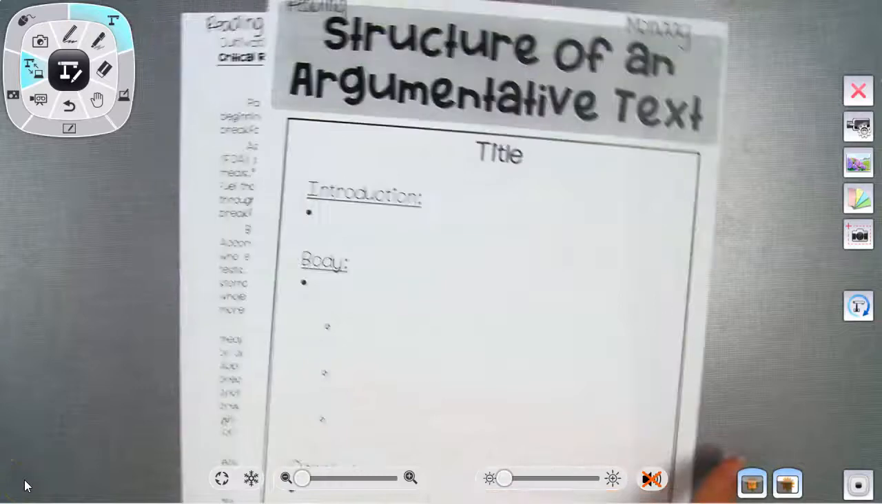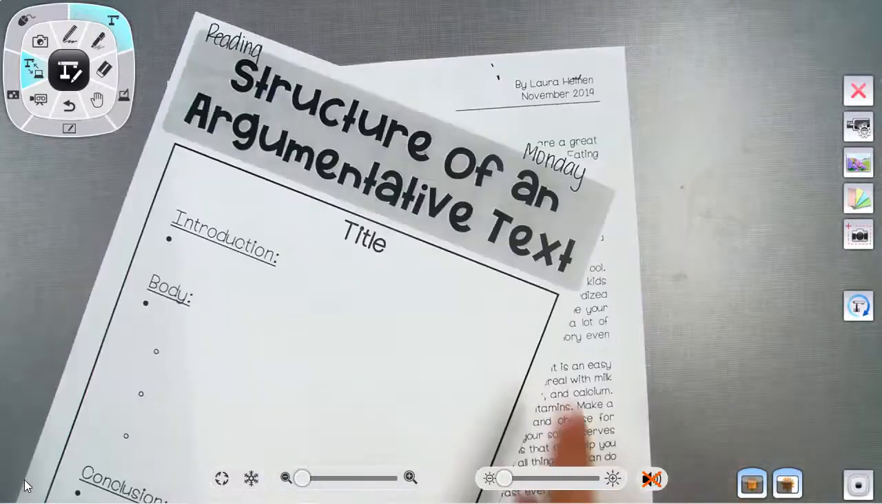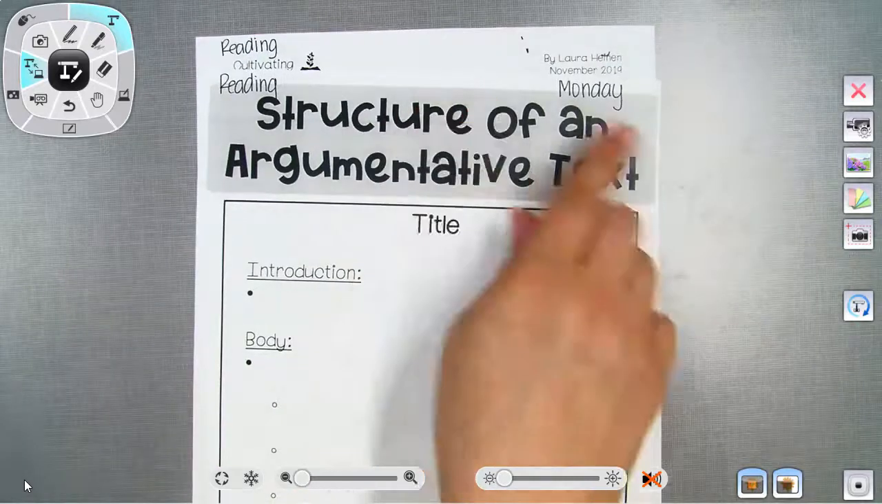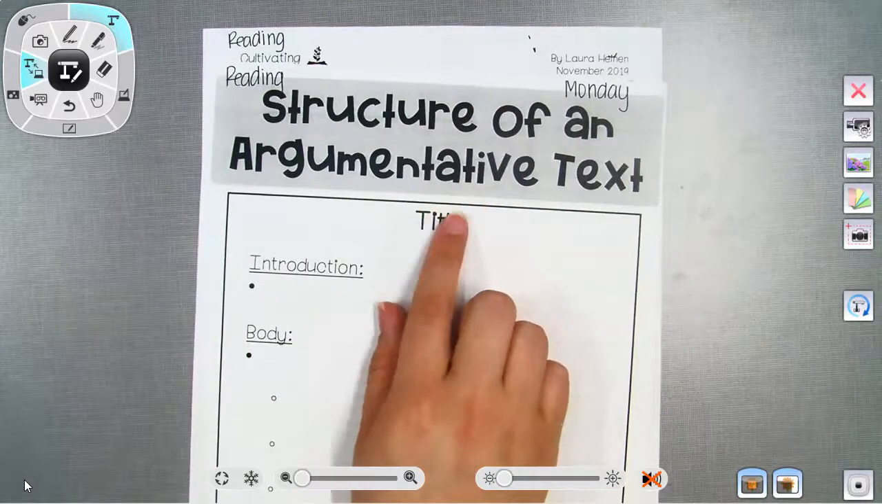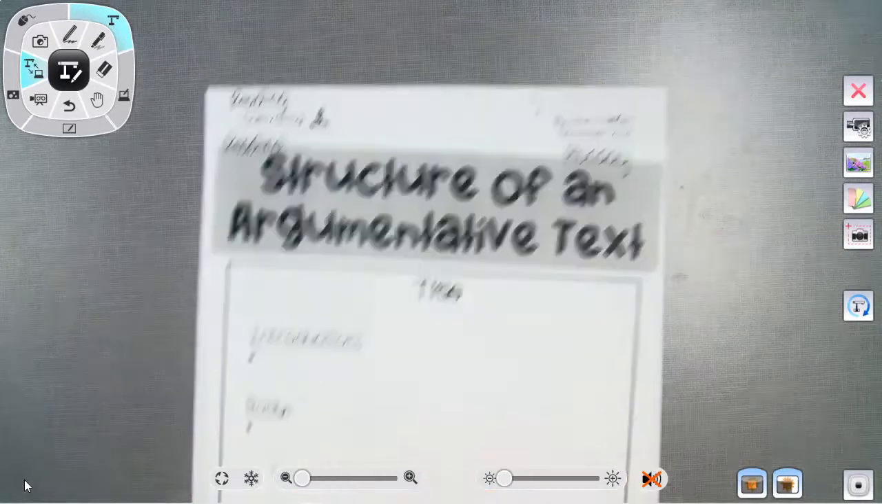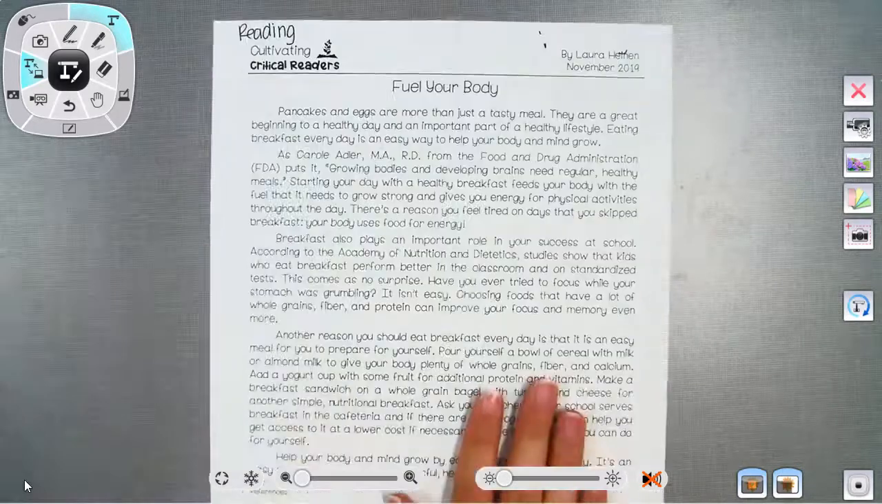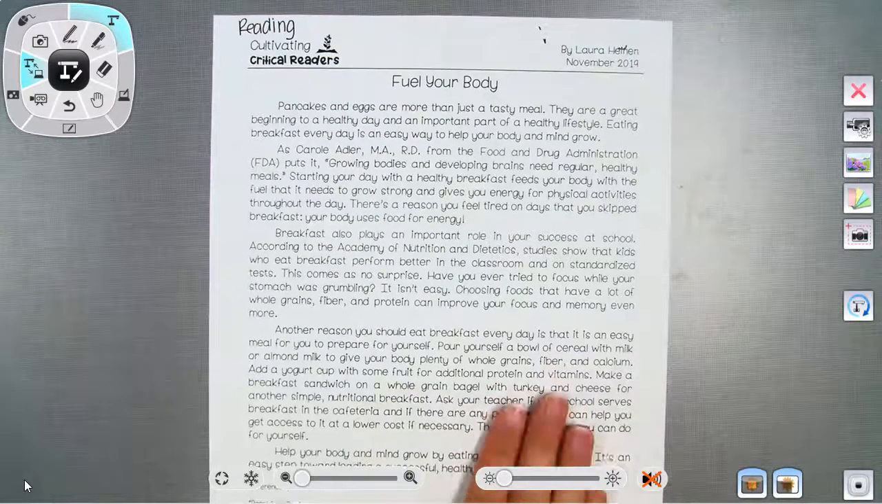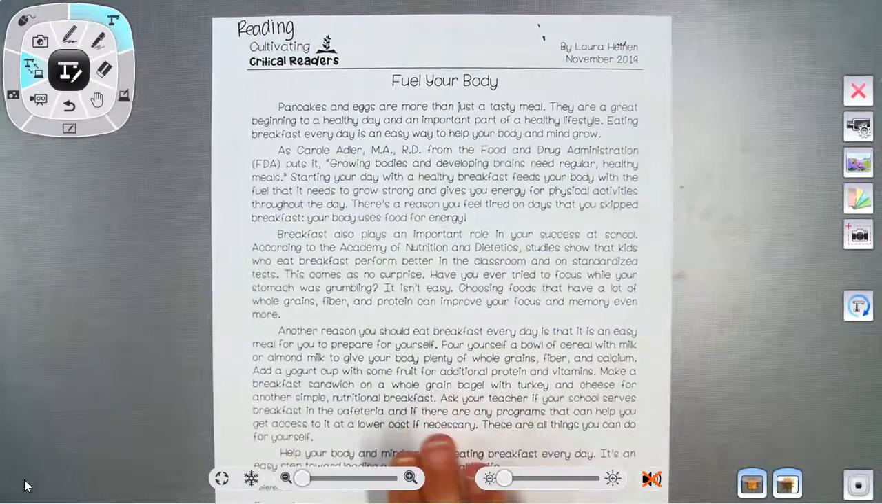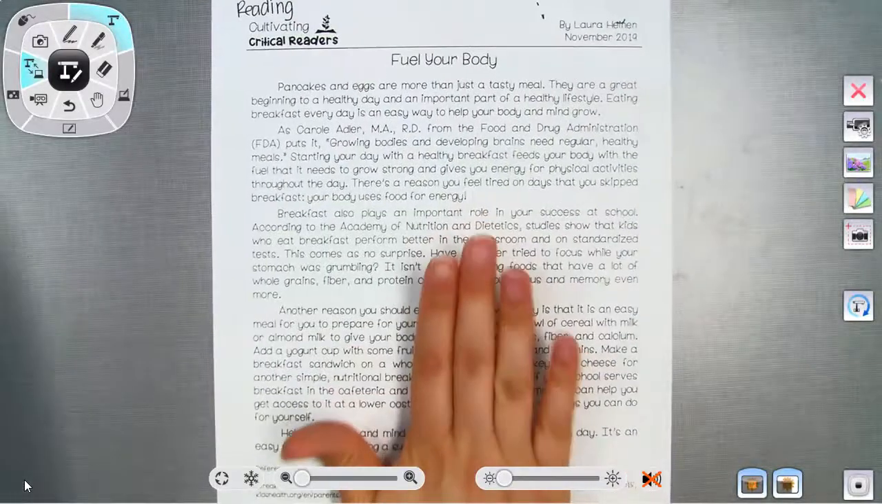The handouts you're going to need are, I know this one says Monday, just ignore that. We're using it for today. It's called Structure of an Argumentative Text. It kind of looks like the anchor chart I had. And then you have this one that says Fuel Your Body. We actually used this one yesterday, but there's another copy because we're going to do some writing on this handout.